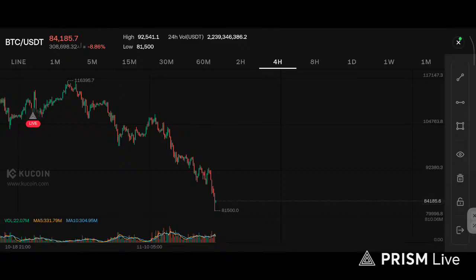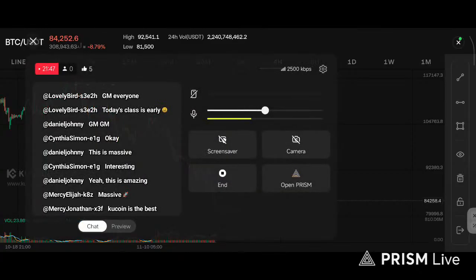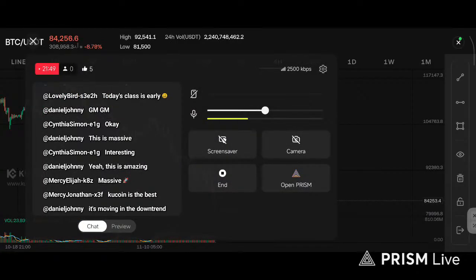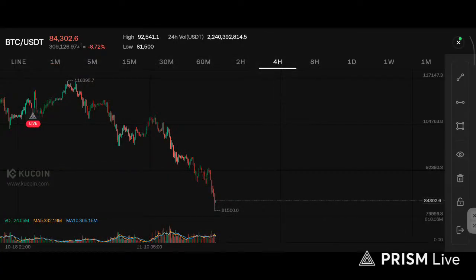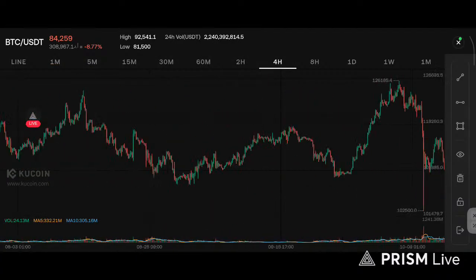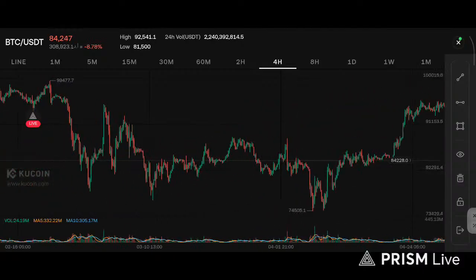I want to see your answers in the comment section. Which direction is it moving? I'm waiting for you guys. Someone say something. All right, that's correct. It's moving in a downtrend direction, right? It's moving in a downtrend direction.